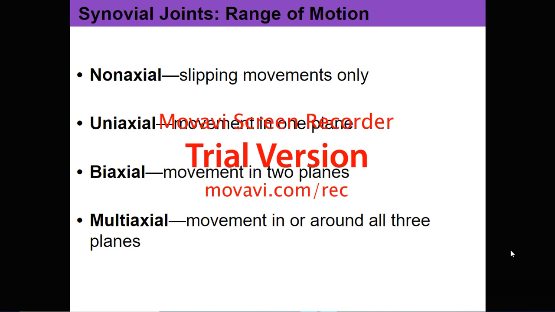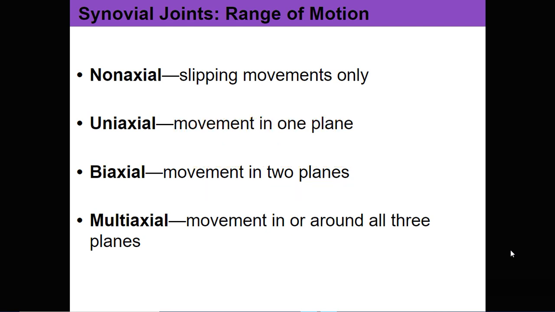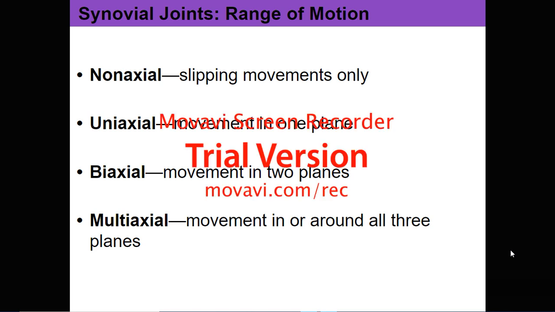Uniaxial is going to be movement in one plane. Biaxial is going to be movement in two planes. And multi-axial is going to be movement in or around all three planes. And again, these next couple of slides are going to show examples of each one of these ranges of motion, and also locations where you can find them.